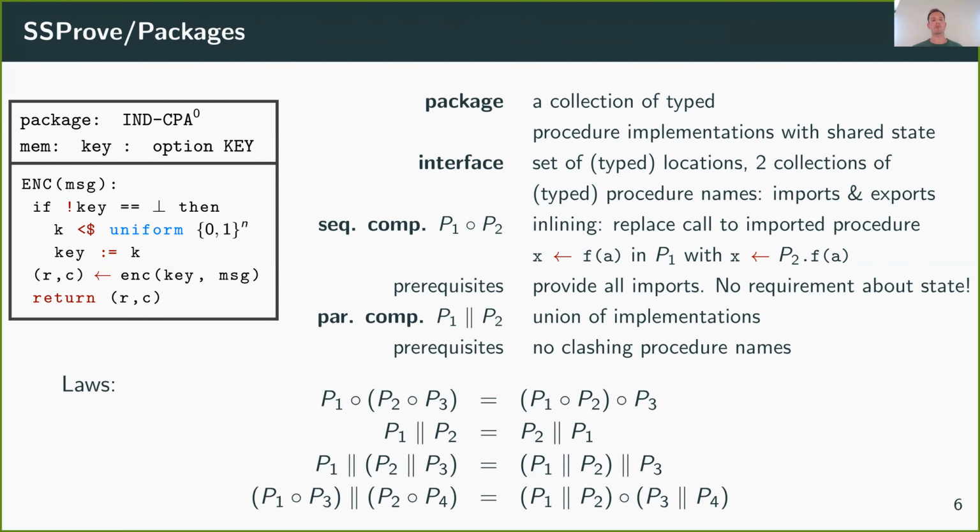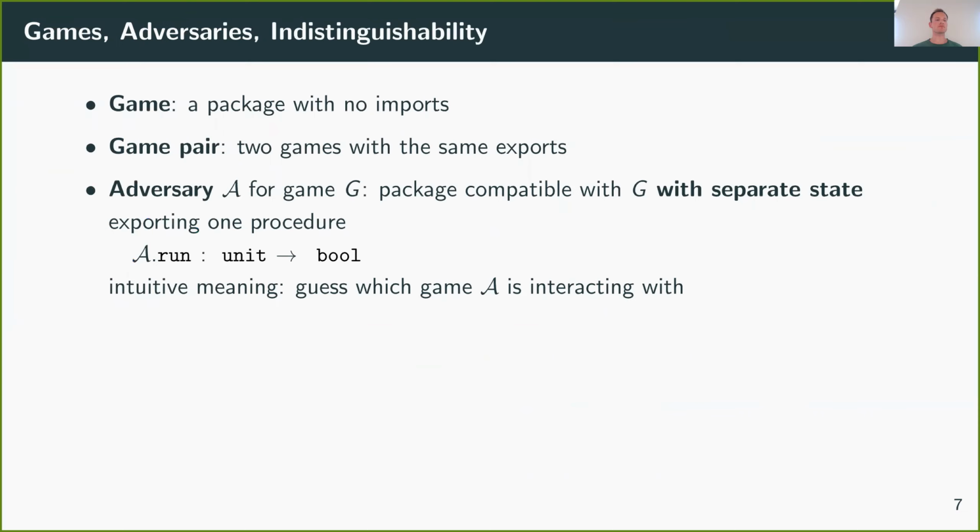The original SSP paper stipulated certain algebraic laws that packages should satisfy, such as associativity or commutativity of parallel composition. As it turns out, these laws still hold in full generality with our definition of composition that allows shared state across packages. These laws form the basis for high-level reasoning about composite programs. The notions of games, adversaries, and indistinguishability can be defined without surprises.